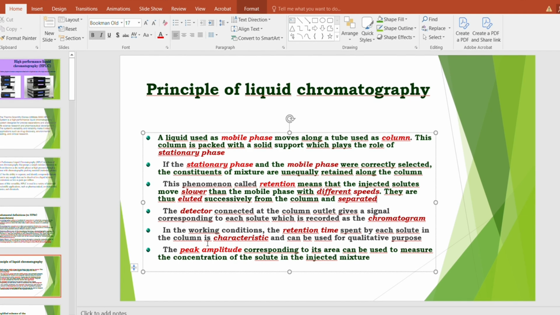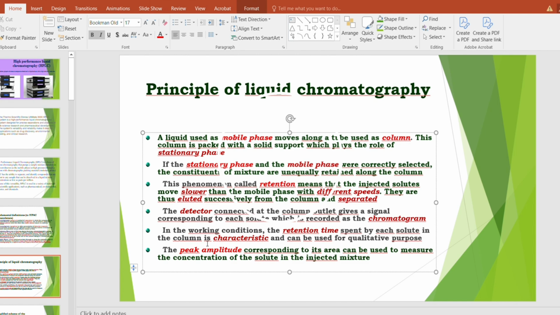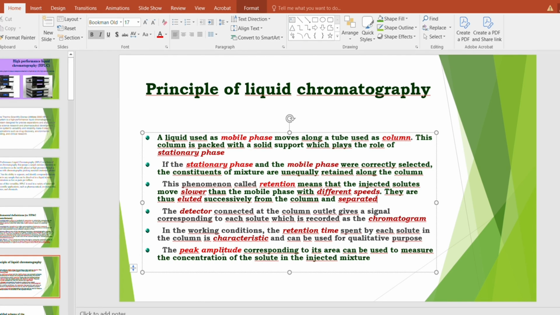Suppose for glucose, the retention time is 5 minutes. For sucrose, the retention time is 5 minutes. So at that specific time, the peak of the glucose or sucrose will be eluted. The peak amplitude corresponding to its area can be used to measure the concentration. Here, suppose we have a higher concentration of sucrose or a higher concentration of glucose.